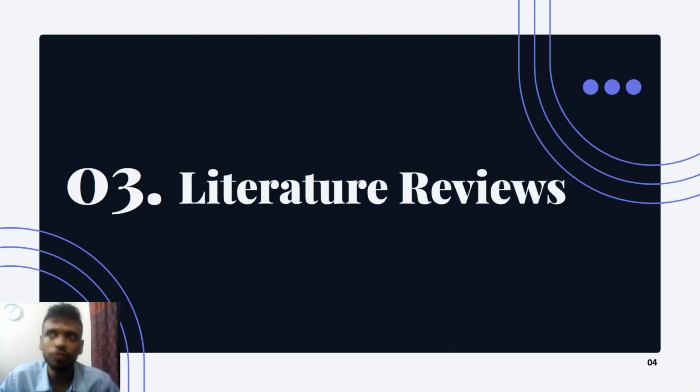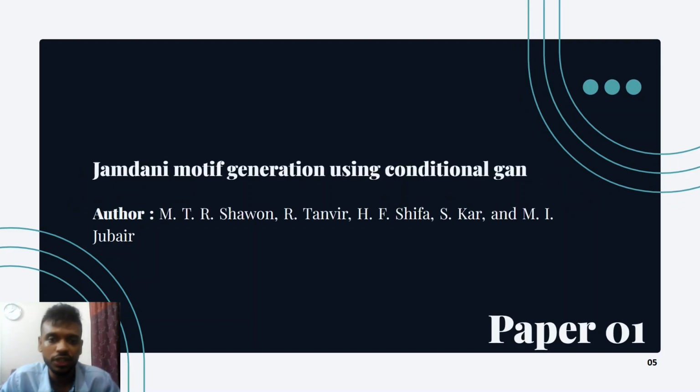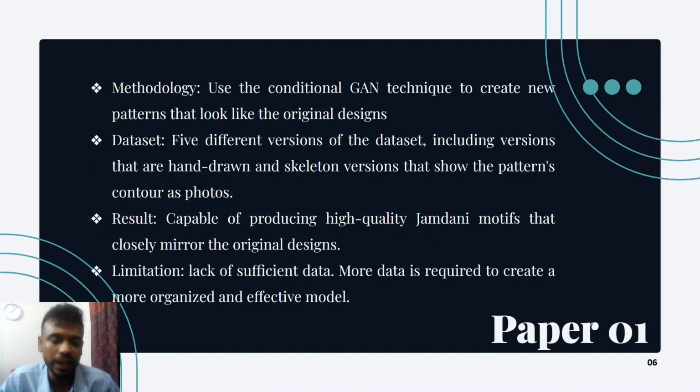There is a lot of literature review done for this purpose, but today I'm only going to talk about two papers that directly help or inspire us. At first, we have Jamdani motif generation using conditional GAN. In this paper, they have used conditional GAN to generate different types of Jamdani patterns, and we use these patterns to create our clothing items.